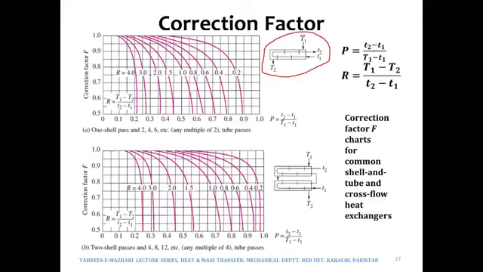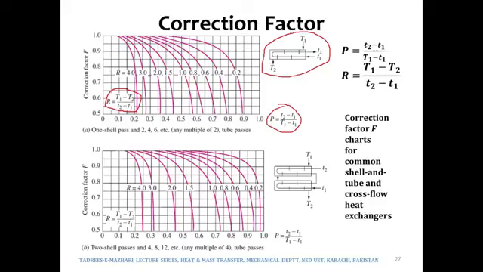Similarly, capital T refers to the temperatures of the shell side fluid. So T1 would be the inlet temperature of the fluid which enters the shell, and similarly T2 is its outlet temperature. So we will find out P using this expression, and we will find out R using this expression, T1 minus T2 over T2 minus T1, and then we will join them together.